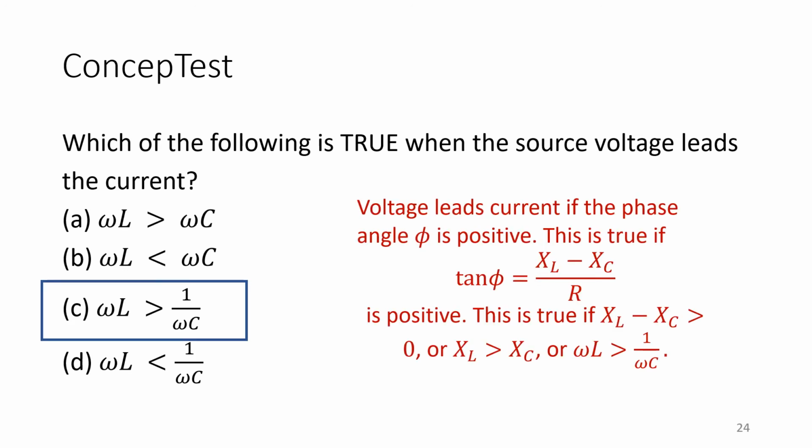If the source voltage leads the current, this can only mean that the voltage across the inductor is greater than the voltage across the capacitor. That means that XL is greater than XC, and our answer should be C.